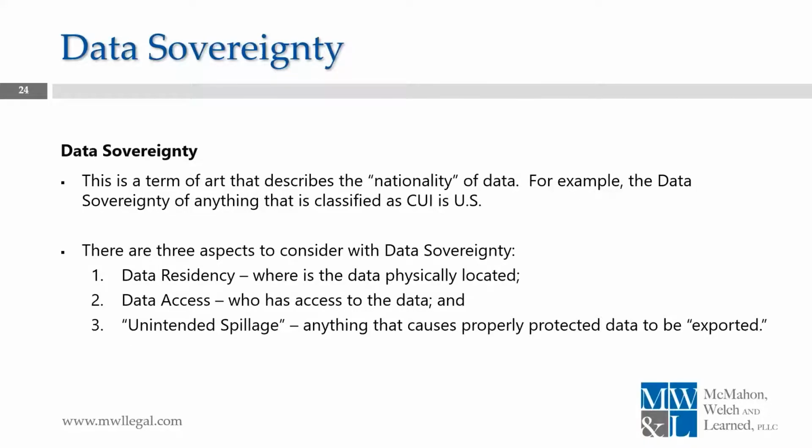Data sovereignty. Data sovereignty is a term of art that we're using today to describe the nationality of data. So if you think of something as being classified as CUI, then the data sovereignty of that data needs to be the United States. Three aspects to consider are where the data is physically located, who has access to the data, and unintended spillage, which is anything that causes properly protected data to be exported. And we've talked about a number of examples where unintended spillage has occurred or can occur.